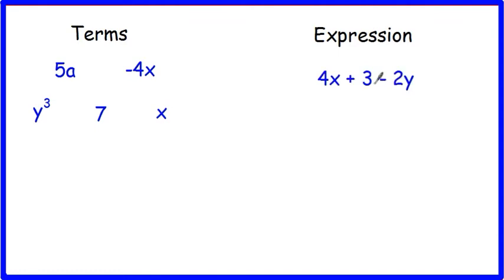Now, here are 3 terms. I've got a positive 4x. And I know this is positive because it doesn't have a negative here. Positive 3 and minus 2y. So each term needs to be positive or negative. Now, this is clearly a negative term, but if you don't have a negative, all of these are positive.